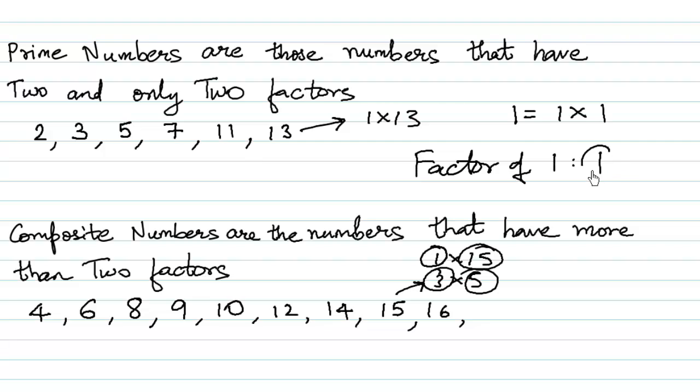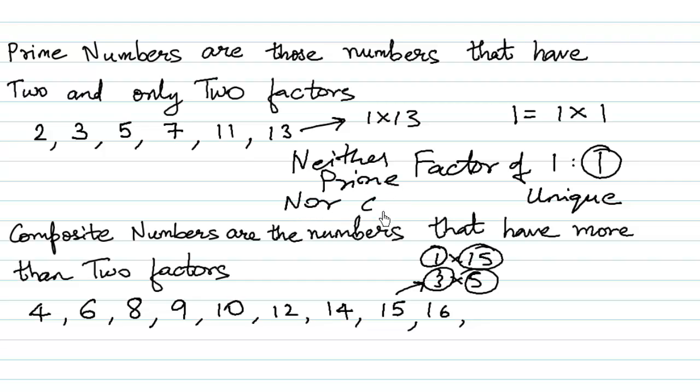So 1 is a unique number. It's a special number. It is neither prime nor composite. So we have accorded a special status to 1. 1 is not considered a prime number because it has only one factor, not even two, and it is not a composite number also.